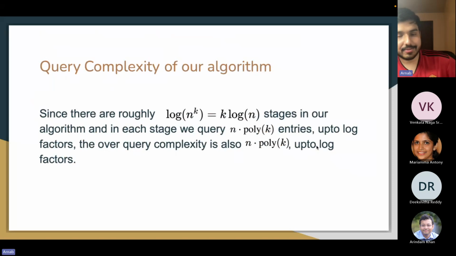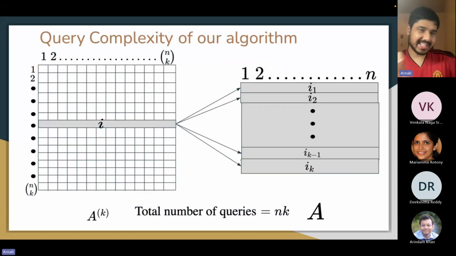Kevin, is this part clear? Like why it is? Yeah, it's clear. Yes. Yeah, because we can essentially reuse the elements that we query. So the main concern is A, not A to the power k. Yeah.